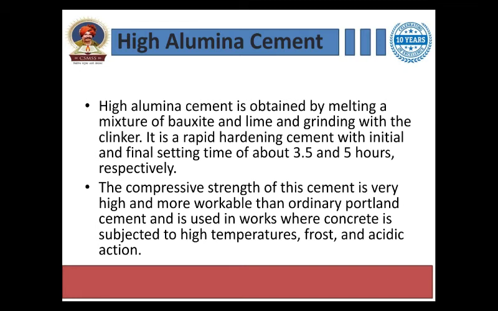High alumina cement. High alumina cement is obtained by melting a mixture of bauxite and lime and grinding with the clinker. It is a rapid hardening cement with the initial and final setting time of about 3.5 and 5 hours respectively. It means it contains alumina. The compressive strength of this cement is very high and it is more workable than ordinary Portland cement, and it is used where the concrete is subjected to high temperature, frost and acid action. It means we use this type of cement when there are adverse conditions such as temperature, frost action and acidic action.